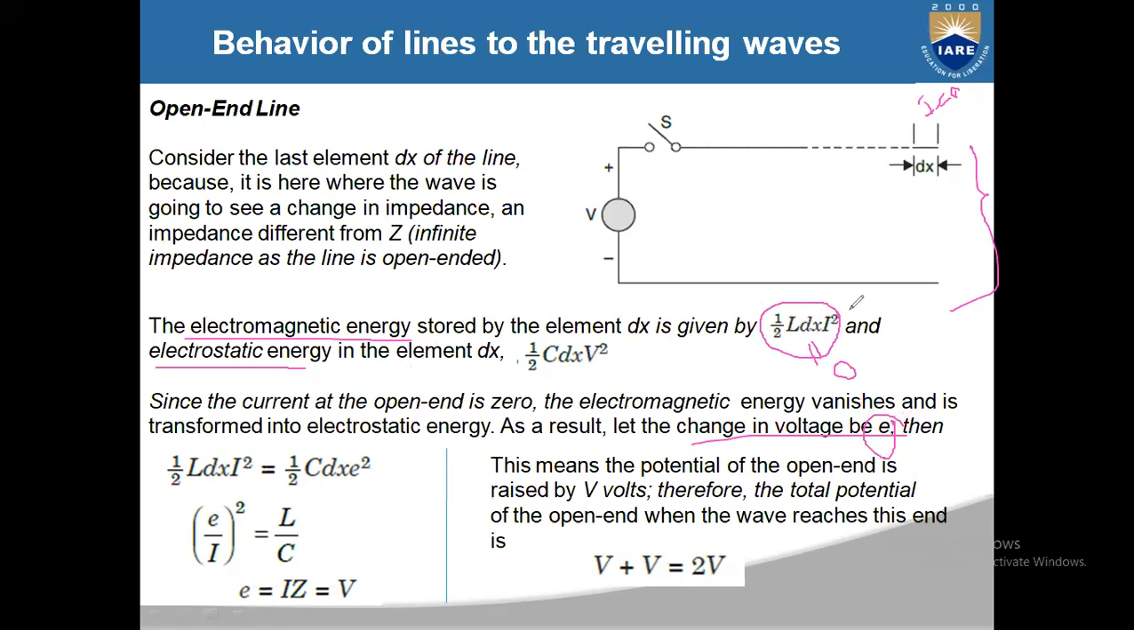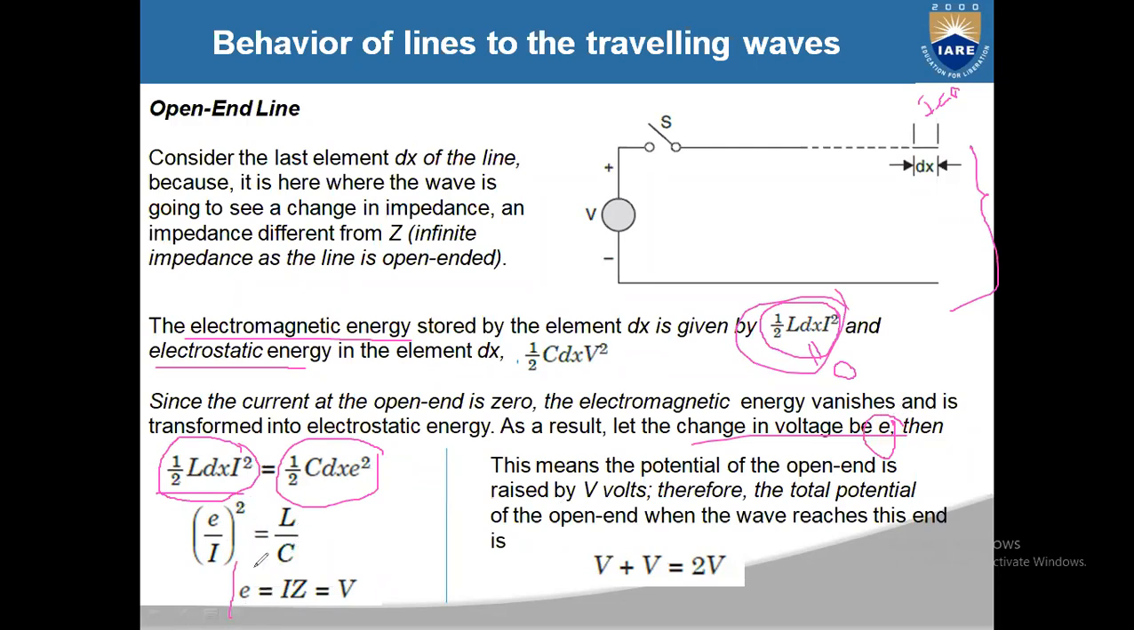Okay, so in such a case, this total energy will be changed into electrostatic energy. So that means half into L into dx I square. This energy is going to become half into C into dx into E square here. The change in voltage is small e, so in place of V you will get small e square. From this you can get (E by I) whole square is equal to L by C.